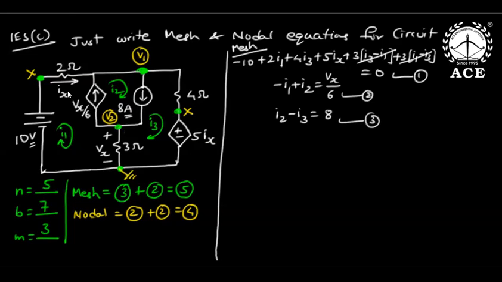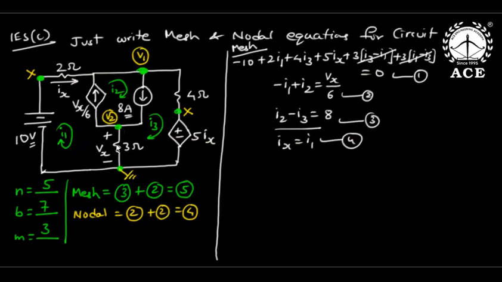Now link equations. See, Ix is a current flowing in the external branch of mesh 1. So Ix is I1. So the link equation is Ix is I1. That is 4.